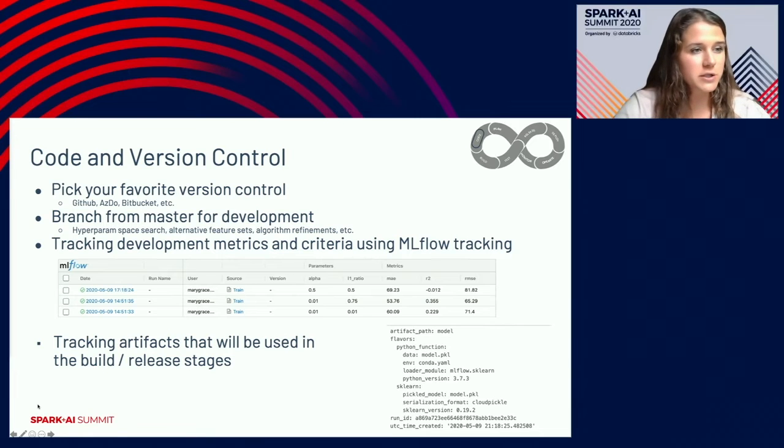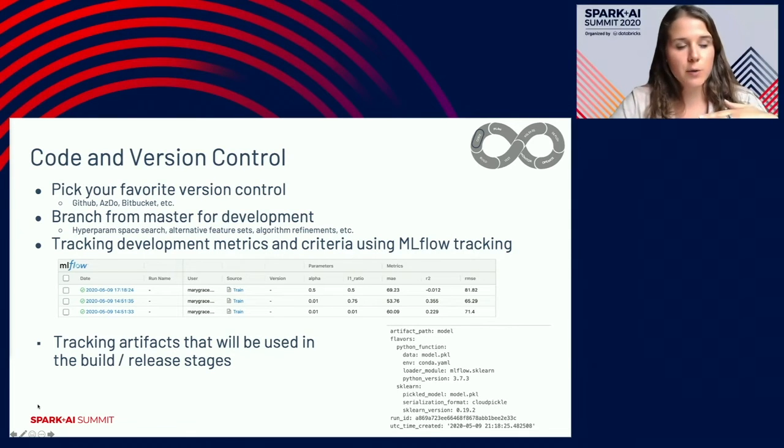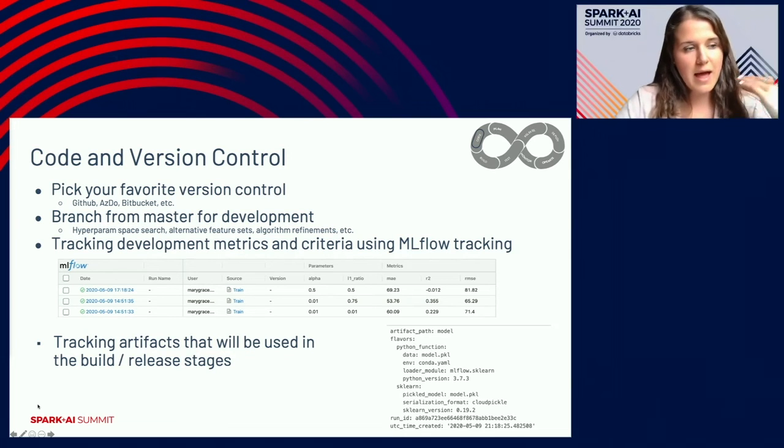you can pick your favorite version control, right? Whether it's GitHub, Azure DevOps, Bitbucket. And the typical pattern we see is you have a master repo and you're going to branch based on your different features or changes in your feature set or hyperparameters, algorithm refinement, etc. So if I'm a data scientist and I want to try an ensemble method on the current model, I would branch from my master repo, name my branch ensemble development, and kick off and start going crazy.